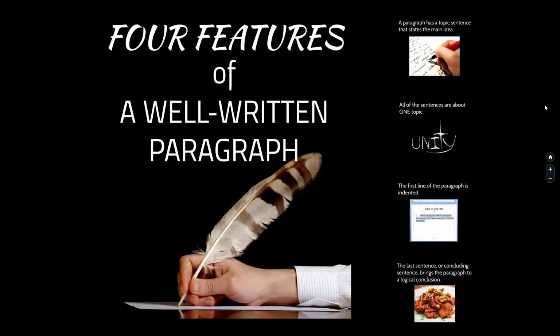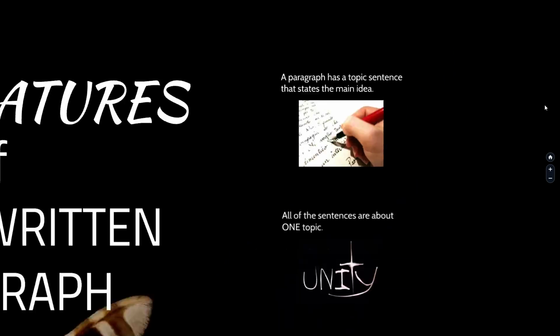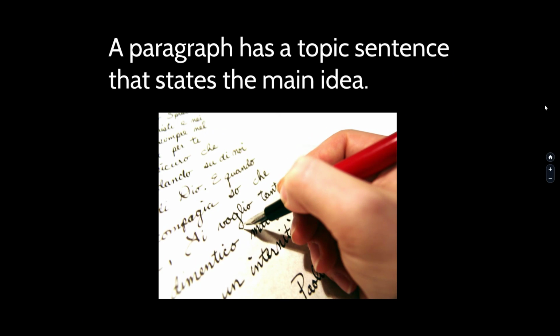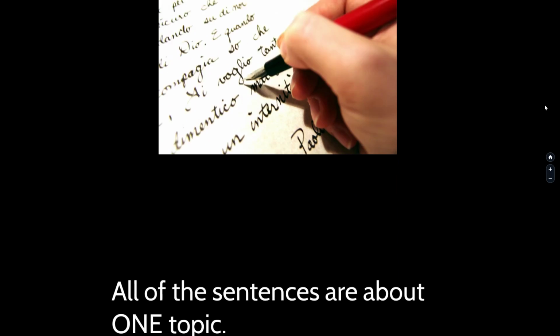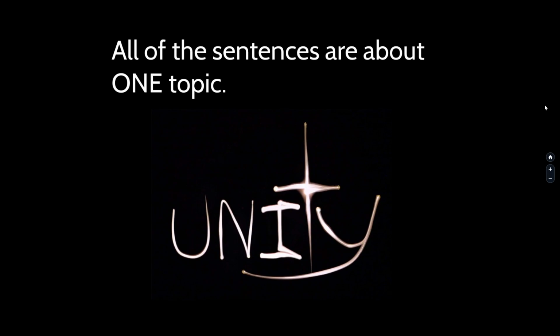Moving on here. What are the 4 features of a well-written paragraph? A paragraph has a topic sentence that states the main idea and the controlling idea. We've talked a lot about topic sentences. We're going to practice more writing those in the near future. All of the sentences are about one topic.